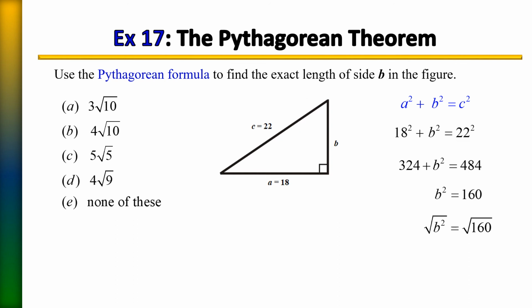160 is not a perfect square, but it does have a perfect square 16 inside, because 16 times 10 is 160. So let's solve that perfect square of 16. The square root of 16 is 4. That's going to go outside, and the 10 is going to remain underneath the symbol to give me a final answer of 4 radical 10, which is answer choice B.